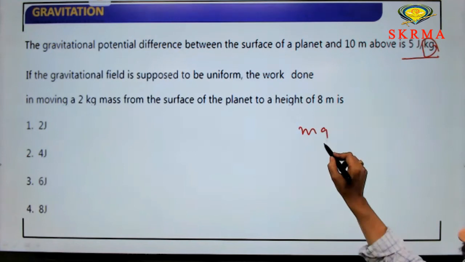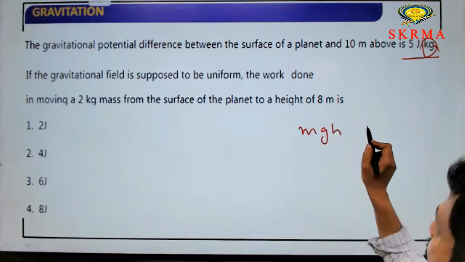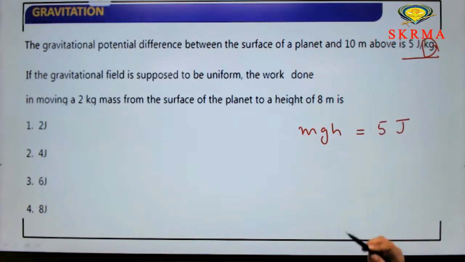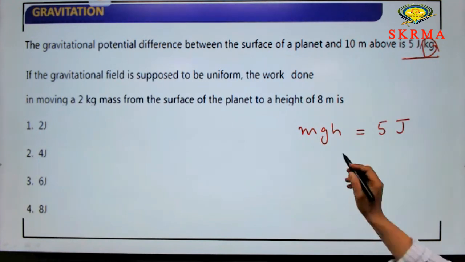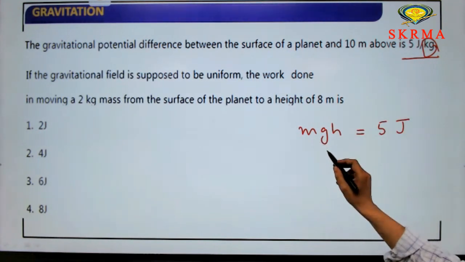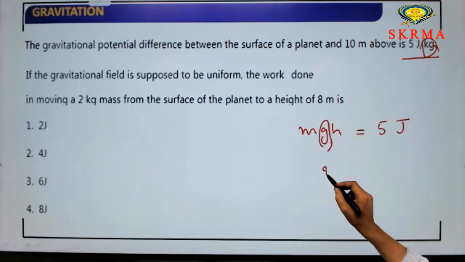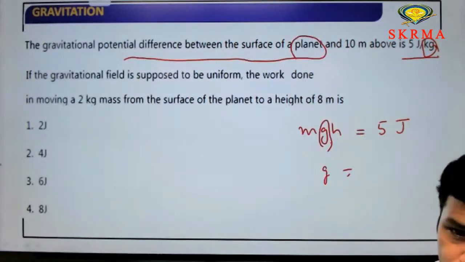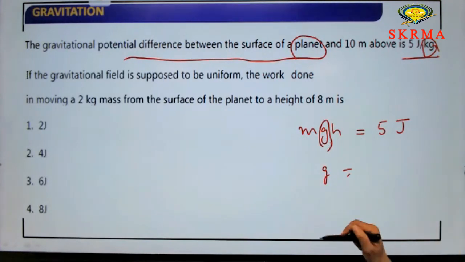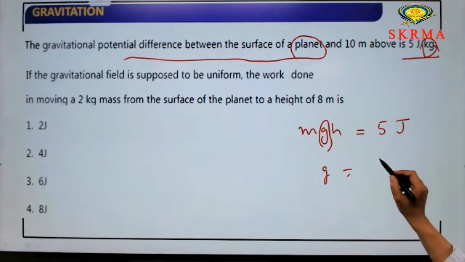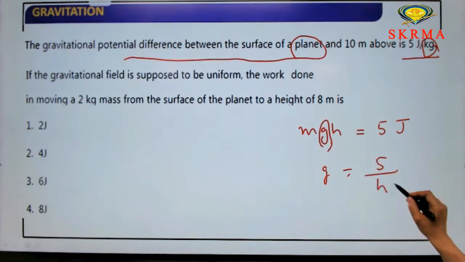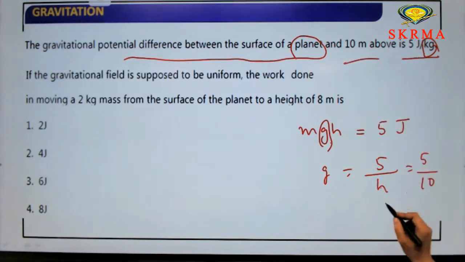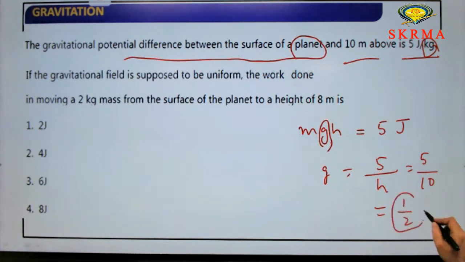What is the basic equation? mgh generally, that is the energy equation. The mgh value is 5 joules. From this equation, we can obtain the g value. This is at h height. They gave a gravitational potential difference on the surface of the planet. But what is the planet? We don't know. That's why first we have to calculate the g value on that planet. g is equal to 5 by h. What is the h value here? 10 meters. What is the g value? 1 by 2. 1 by 2 is the g value on that planet.